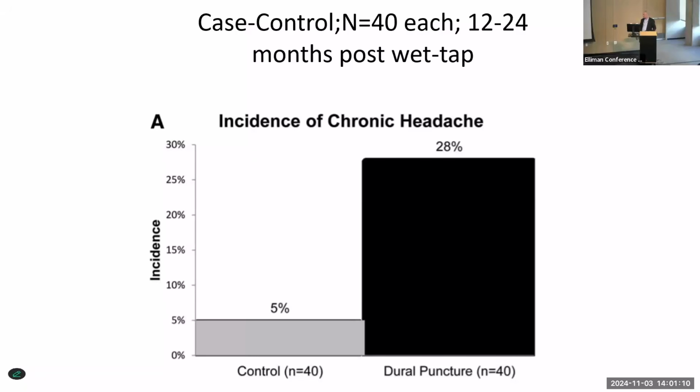You can see here that among those who had a known dural puncture, the rate of having new chronic headaches a year to 2 years later was 28%. If they didn't have a known dural puncture, it was only 5%. One of the things that would help support the idea that this was not central sensitization, but actually was related to a leak. I appear to not be able to advance my slides.